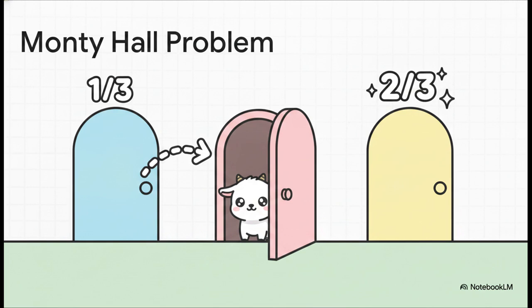But there's no way. Because the host was literally forced to reveal a goat, new information just entered the system. Mathematically, Bayes' rule proves that switching actually jumps your odds of winning to 2/3. You should absolutely always switch.